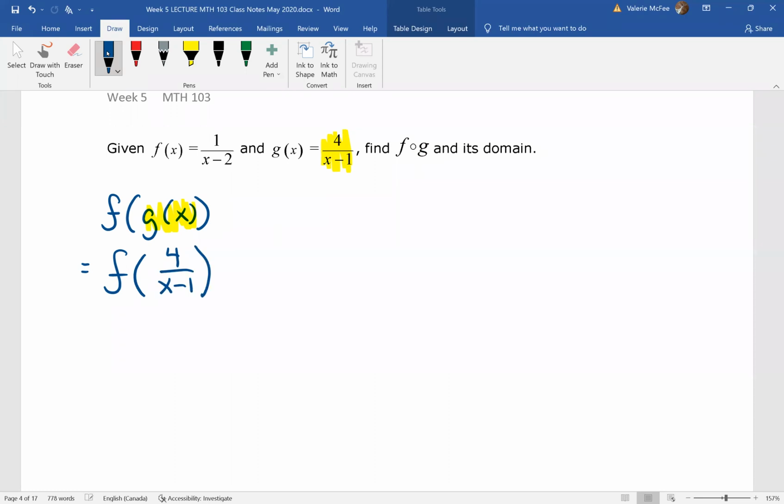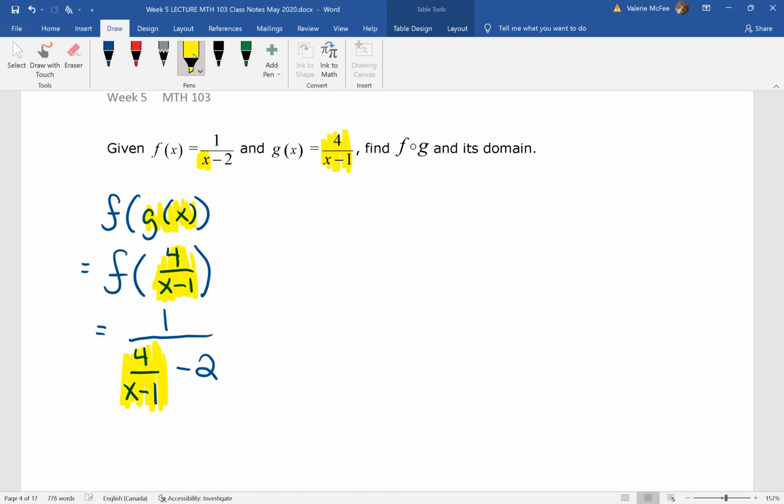I'd like you to pause your video and do only the substitution for the next step. Did you get this? All of this 4 over x minus 1 had to go where this x was. And that's what we've done here.